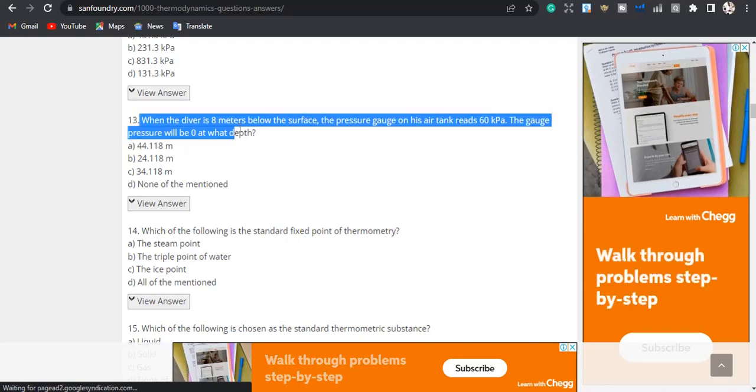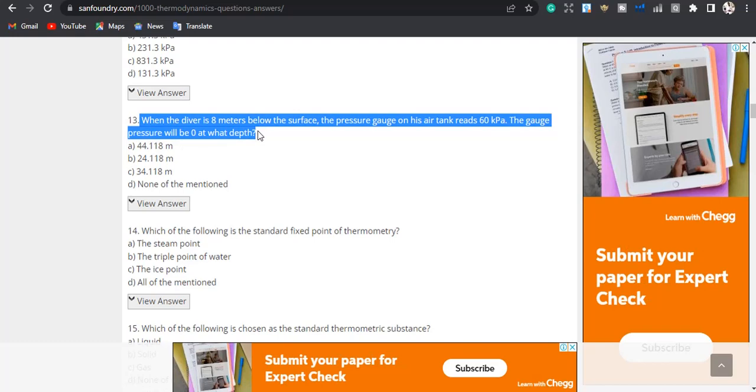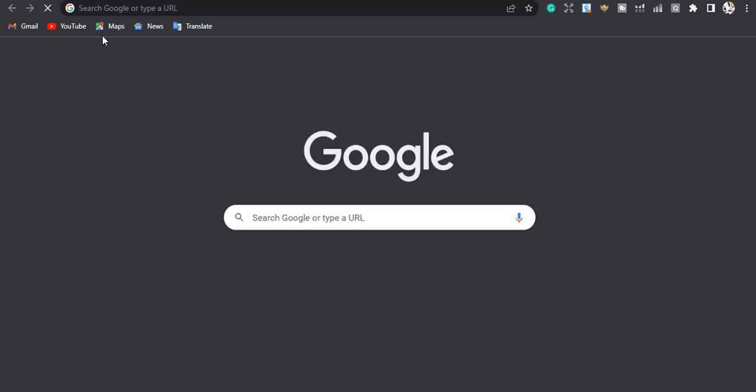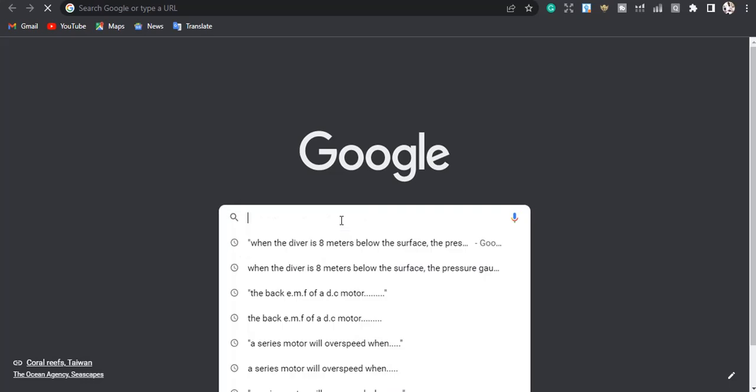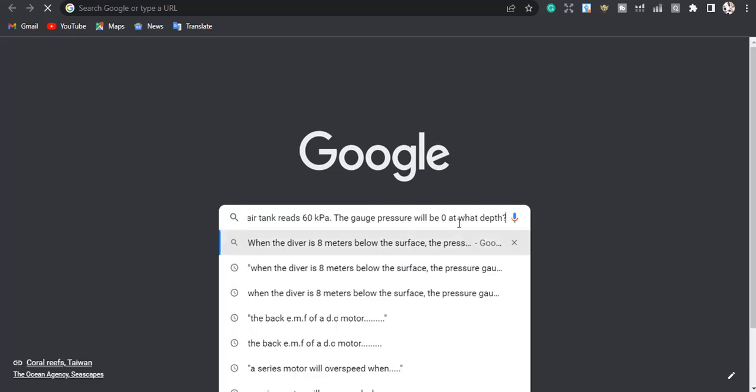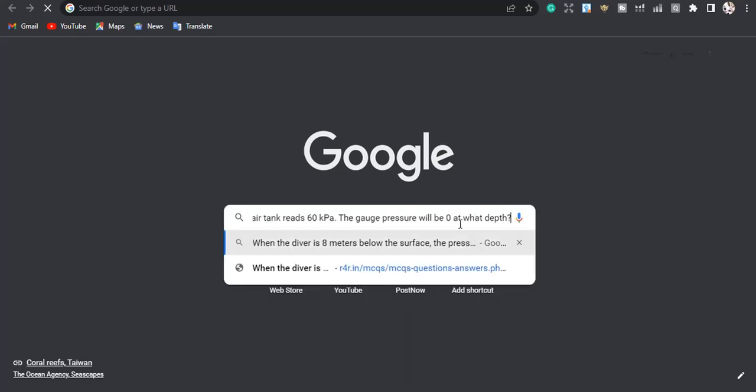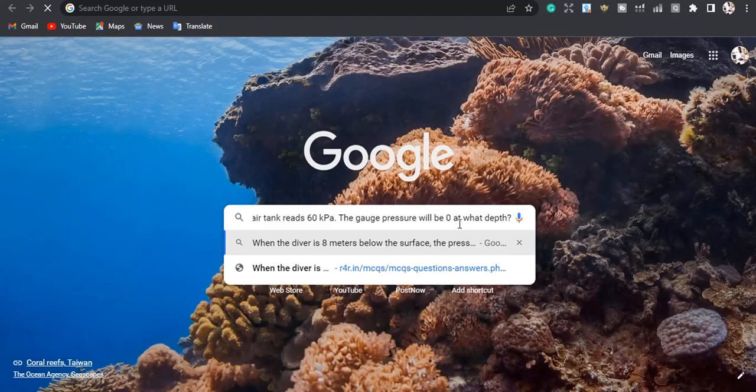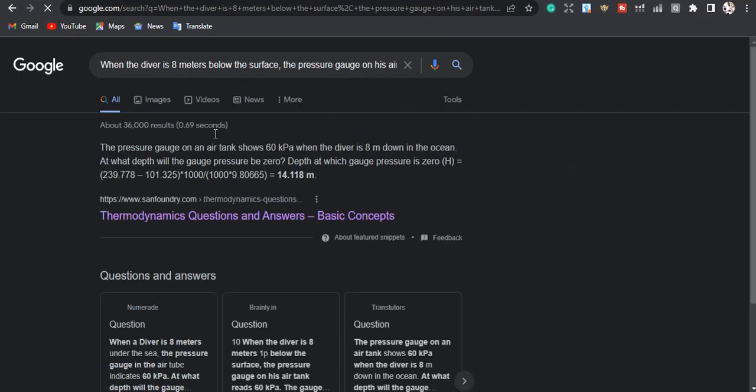So let's copy the question and then paste it. We are trying to find the solution to the question. So let's paste it over here. We've pasted the question without the quotation marks. Let's see the outcome of the question.